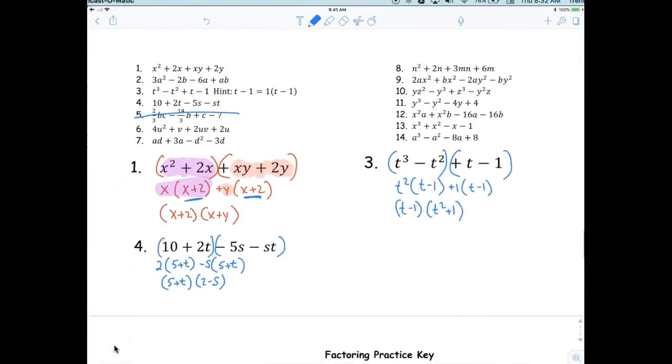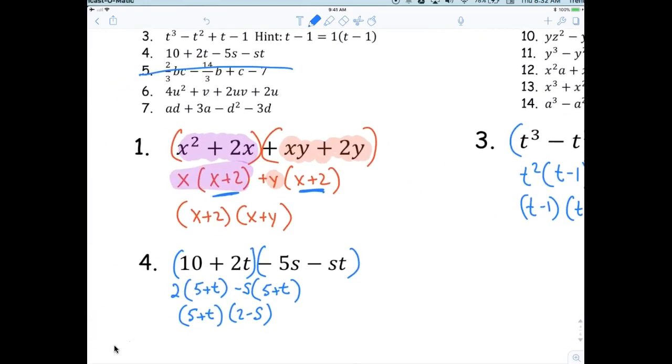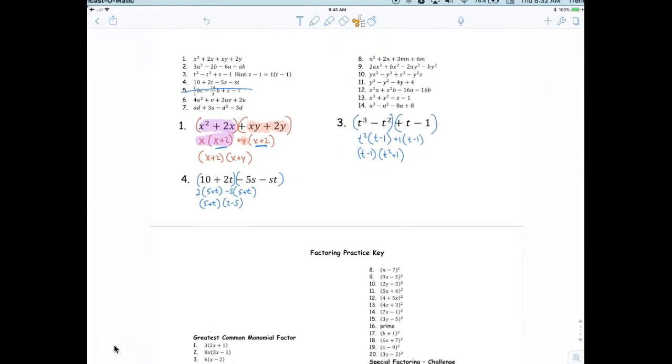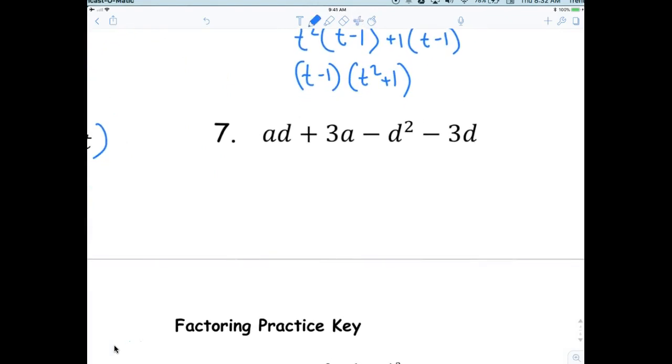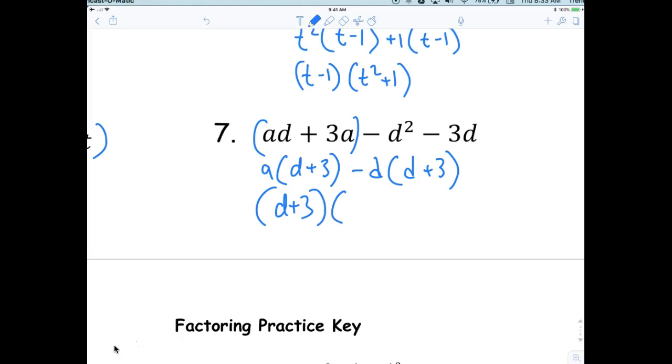Let's take a look now, and let's try 7. Okay, what's common? You're left with, what's common? Negative d. So d plus 3. Final answer. D plus 3 minus t. Beautiful. Everybody with me? Yes, Thomas.